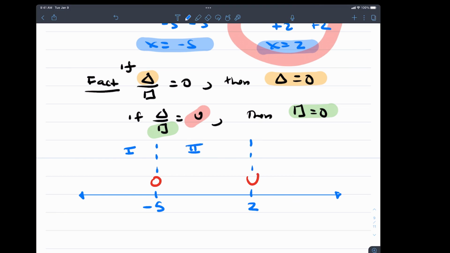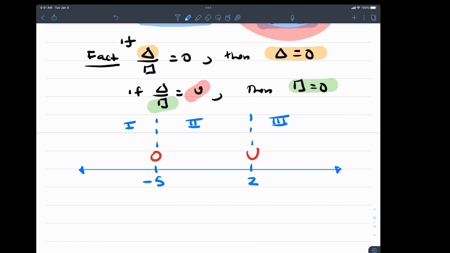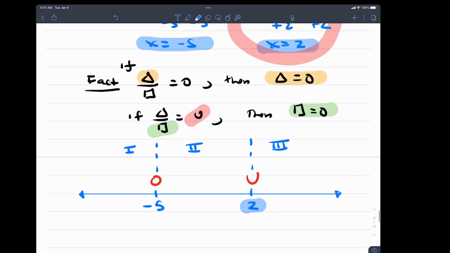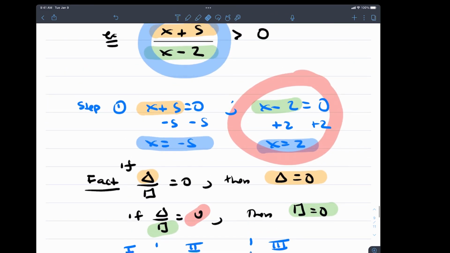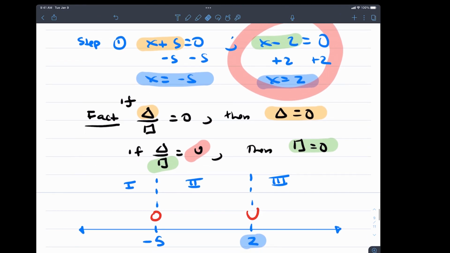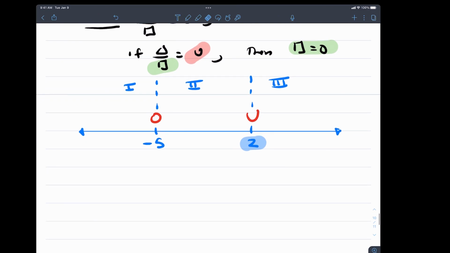Region 1, region 2, region what? 3, ladies and gentlemen. So this is an important detail. This part is new here. When your denominator equals 0, your fraction's undefined because you can never divide by 0. I want you guys to know that. That's the new part. At -5, that's where the numerator is 0. That's fine. Your numerator could be 0, but the denominator can't. So this is the new part in your sign analysis procedure. All right, you guys okay with that? You can never divide by 0.